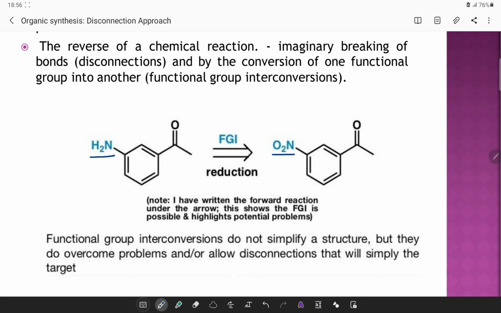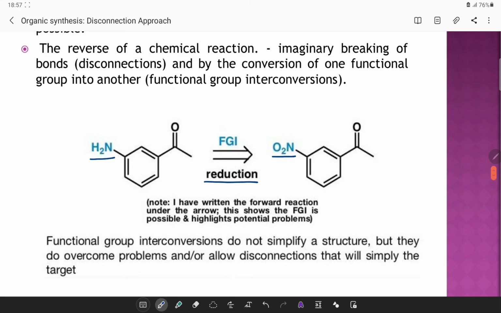In place of NH2, I am writing NO2. That means I am writing one functional group as the other. If I do a reduction on this NO2 system, I can easily get back my NH2. On the arrow mark we have written reduction because we are trying to do a backward reaction. When I write a forward reaction, I will write the nitro group, and upon reduction I am going to get an NH2 system. We have written the forward reaction under the arrow.